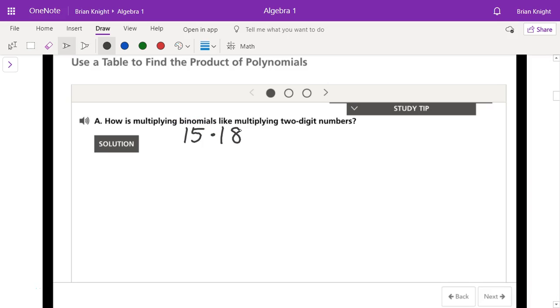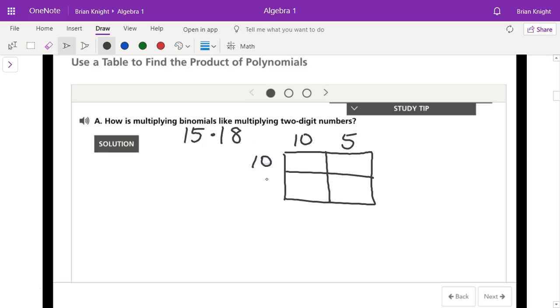Now, most people can't do that in their head. I'm one of them. I could really think about it and figure it out. But here's what they're saying. You can make a Punnett square, okay? And this would be the same as 10 plus 5, right? And this would be the same as 10 plus 8, right?